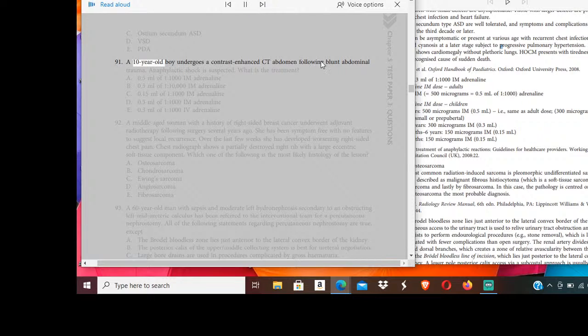91. A 10-year-old boy undergoes a contrast-enhanced CT abdomen following blunt abdominal trauma. Anaphylactic shock is suspected. What is the treatment?